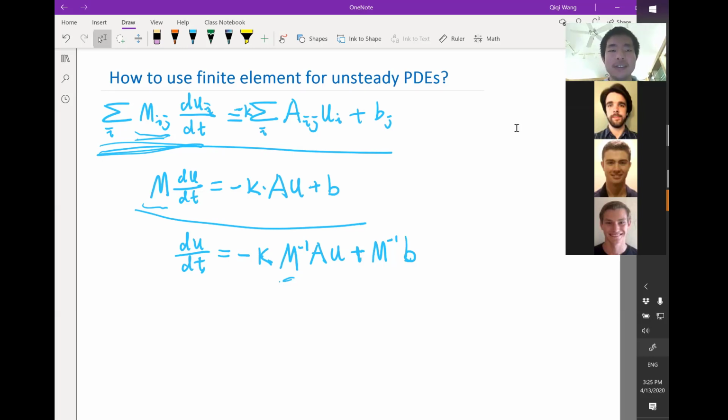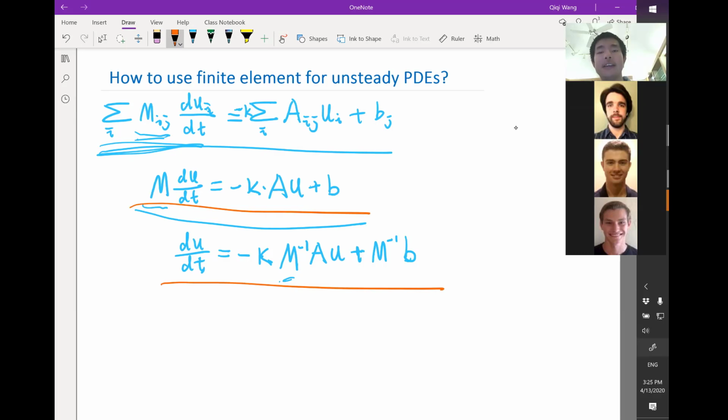So this is really the kind of equation that we ended up deriving if we use finite elements for an unsteady PDE.